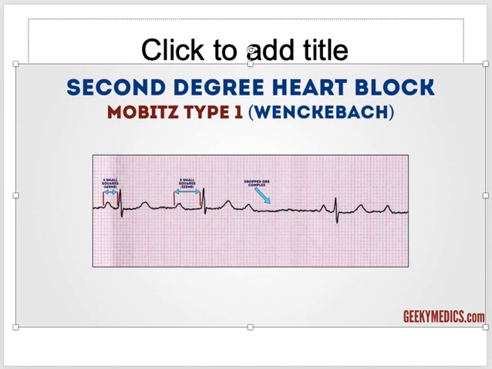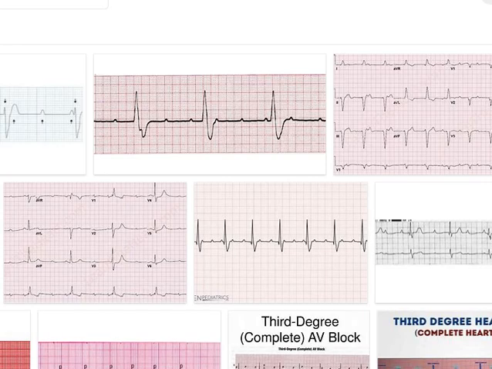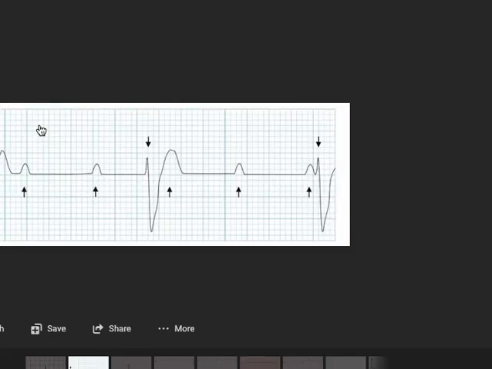Now I will tell you the third degree heart block. This is the easiest one. Basically, this is a condition when there is no electrical connection between the atria and the ventricles. You can think of it like the wire between the atria and ventricles has been cut.